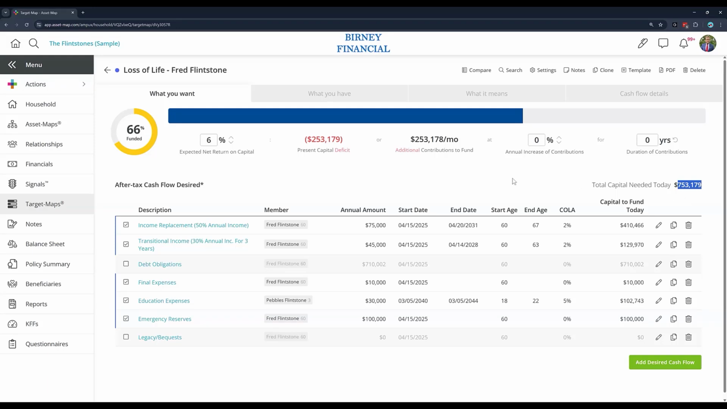Okay, the first part is done. We know what you want. Let's go now to the second part. What do you have towards funding this goal?